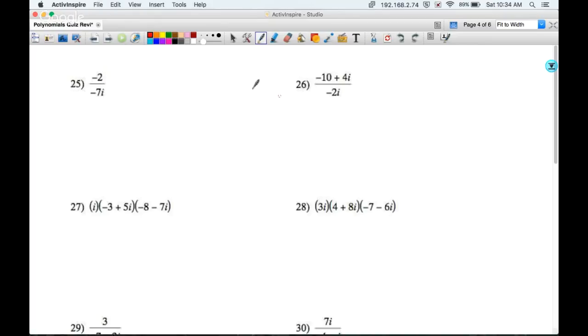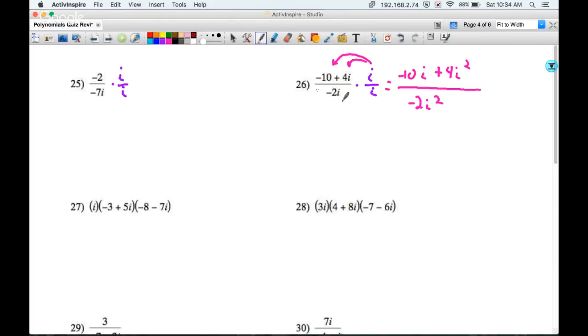All right, so if there's ever a monomial in the bottom of a fraction that has an i, you just multiply by i over i. That's going to work for both 25 and 26. Here I'll simplify 26 since it looks like the harder one. This here, I distribute that, I get negative 10i plus 4i squared all over negative 2i squared.